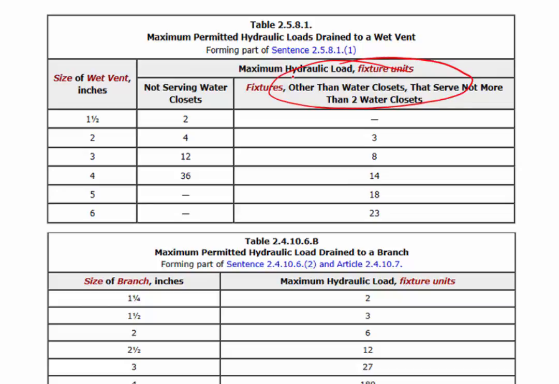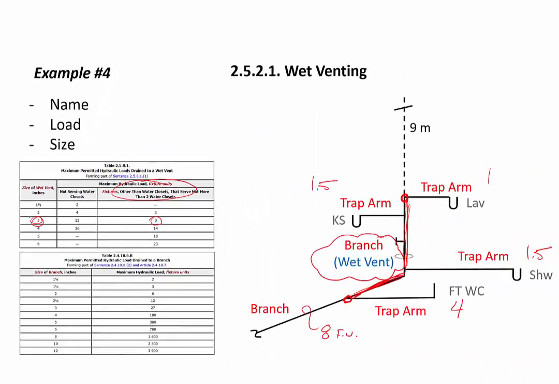So we're in this column. We've exceeded 3, but we haven't exceeded 8, so we can look at that horizontal column, and that's going to require a 3-inch wet vent. So 3 inches is the size of our branch wet vent here, right from the dry vent down to the water closet, 3-inch. Clean out would be 3 inches as well.